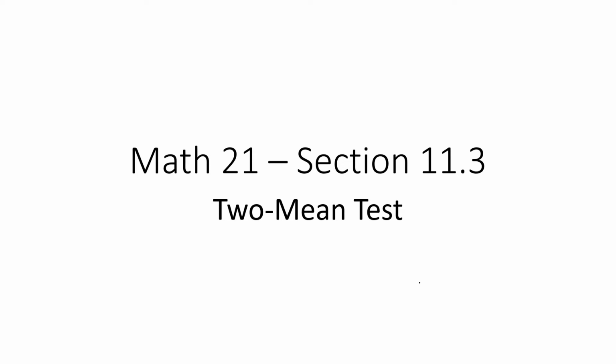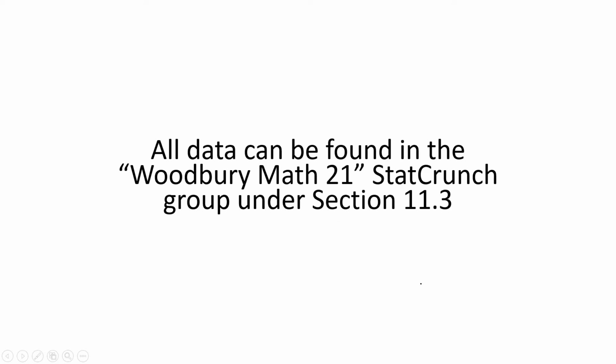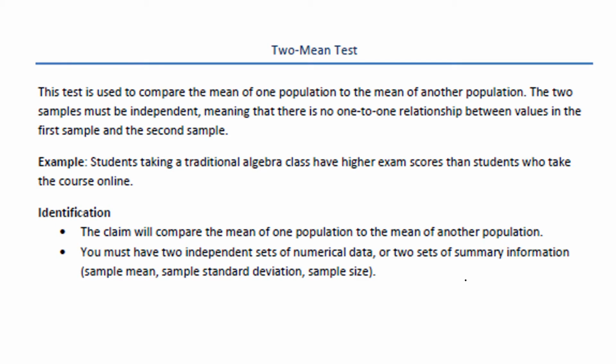We're covering section 11.3 and we'll be talking about the two-mean test. All the data used in this video can be found in the Woodbury Math 21 StatCrunch group under section 11.3. The two-mean test is used to compare the mean of one population to the mean of another population. The two samples must be independent, meaning there's no one-to-one relationship between the values in the first sample and the second sample. If there is that sort of relationship, you should perform a paired difference test from section 11.2.